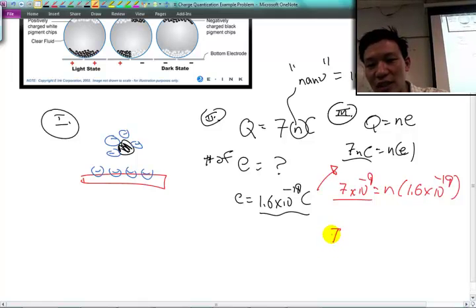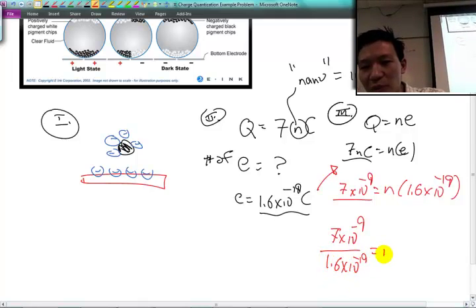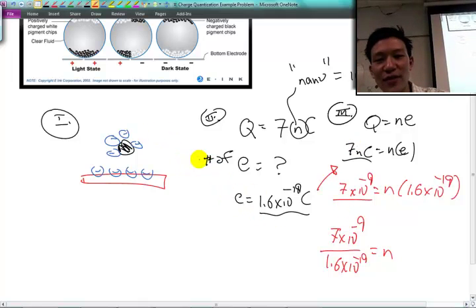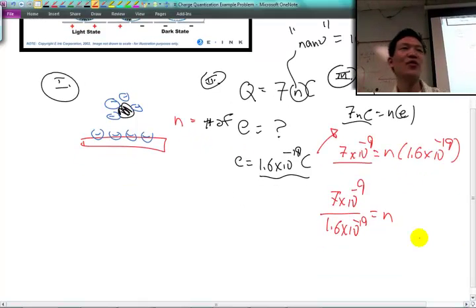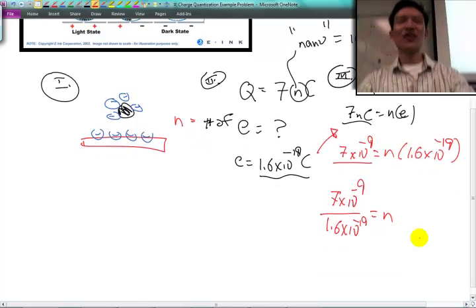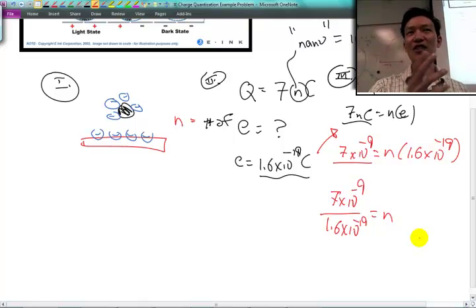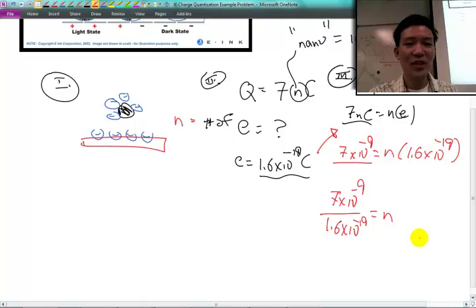So in other words, if I take 7 times 10 to the negative 9th, that's the amount of charge I want, and I divide it by the charge of 1 electron, that tells me N, the number of electrons, is what I'm finding. N is the number of electrons. So there was an equation in the chapter, Q equals NE. And I actually really don't like to use that equation. I just like to use common sense more. But some people found that helpful. So let's get out our calculators now and plug.